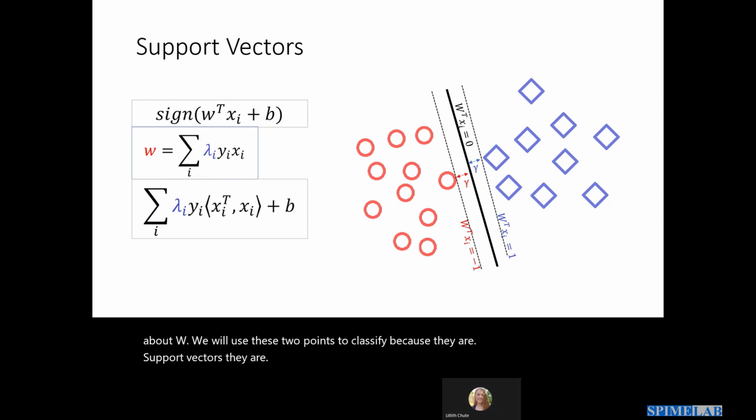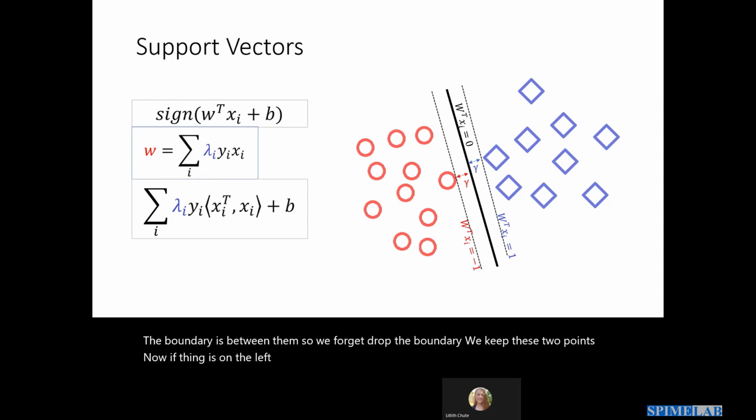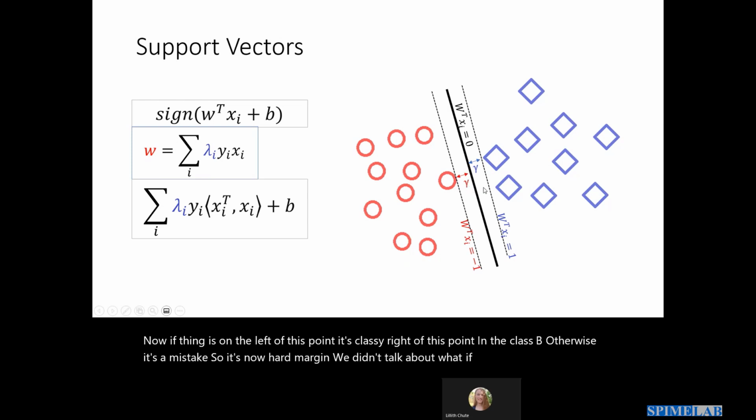The boundary is between them. So we drop the boundary. We keep these 2 points now. If a point is on the left of this point, it's class A, right of this point, class B. Otherwise, it's a mistake. So it's now a hard margin. We didn't talk about what if some test data points come here.